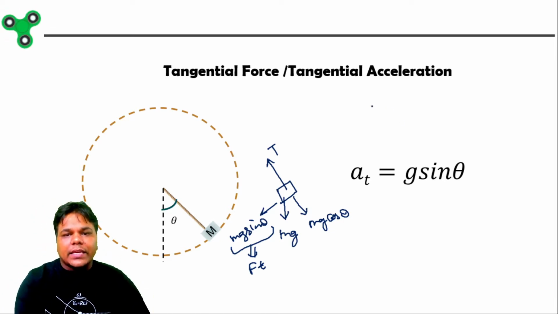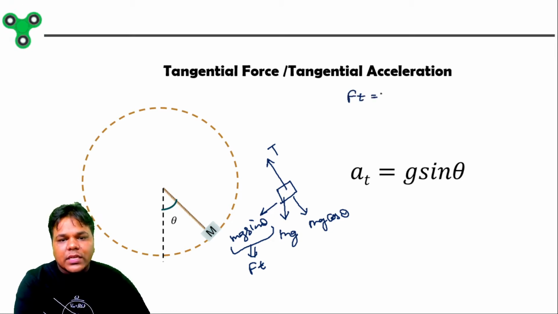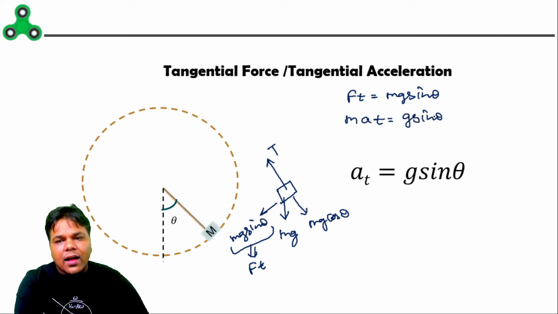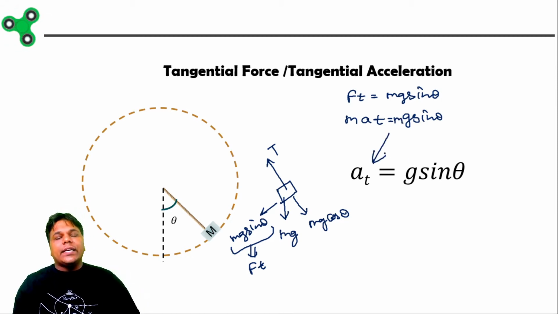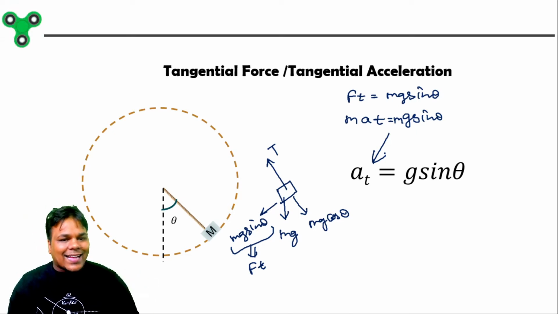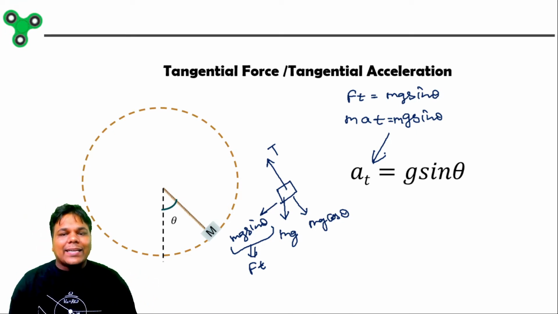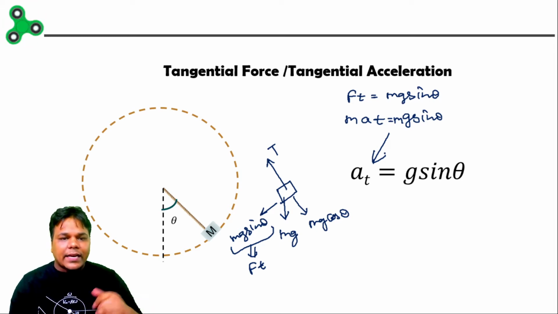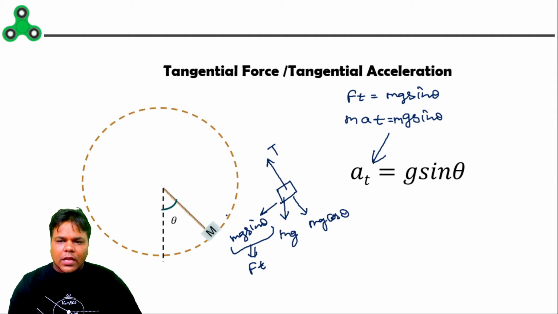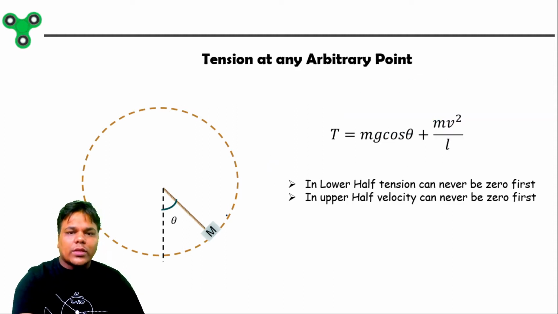So now you can see tangential force is mg sin theta, or you can say m into a_t is equal to g sin theta multiplied by m, or a_t is equal to g sin theta. So if in any question they ask what is the tangential acceleration of that block, you can say directly a_t is equal to g sin theta. Of course, direction will be in downward direction. Got it? Now, moving to the next point.